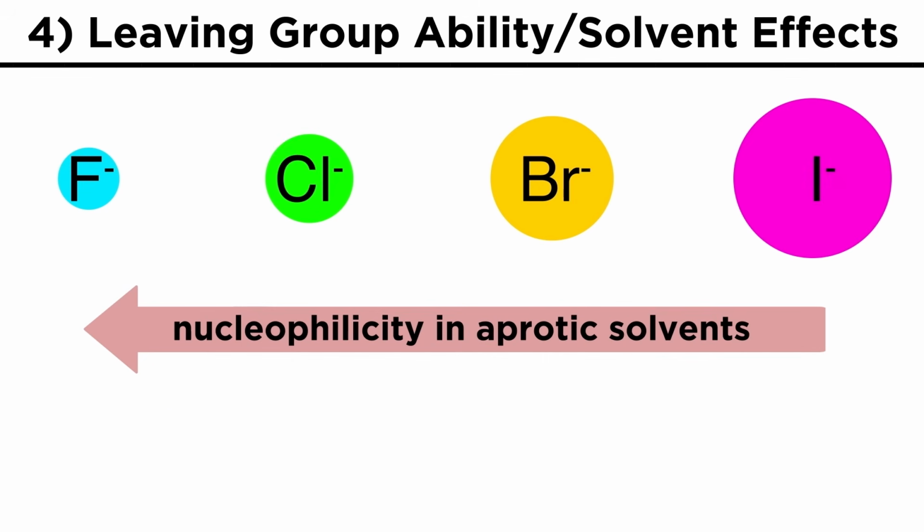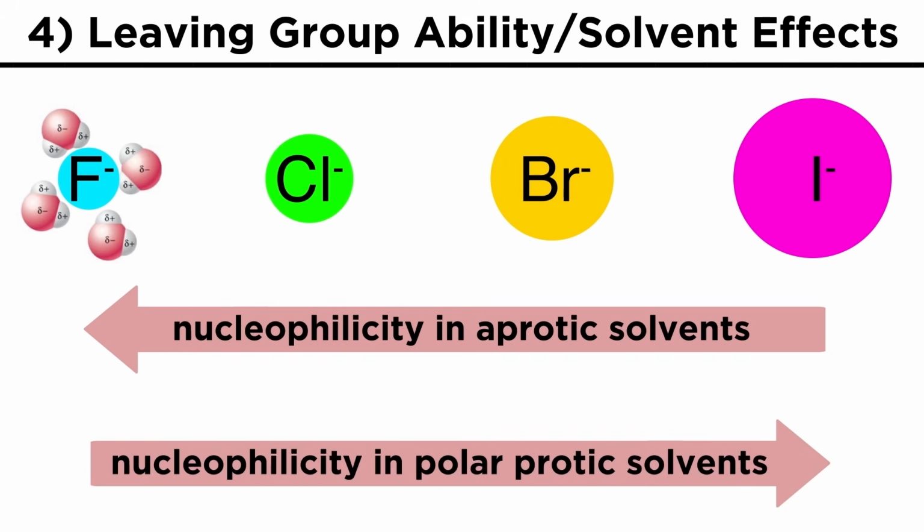By the same token, smaller halides are less stable and more reactive, and thus better nucleophiles in aprotic solvents. But in polar protic solvents, they will be tied up interacting with solvent, and thus the nucleophilicity trend for the halide ions will also reverse. This is just something to be aware of.